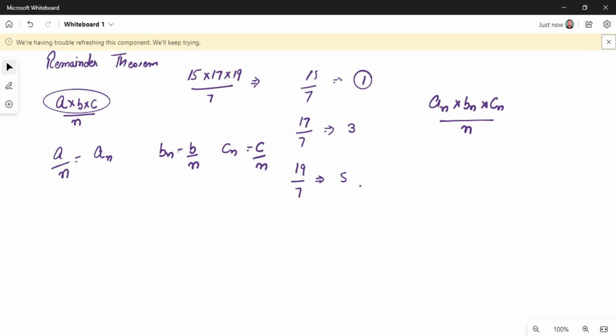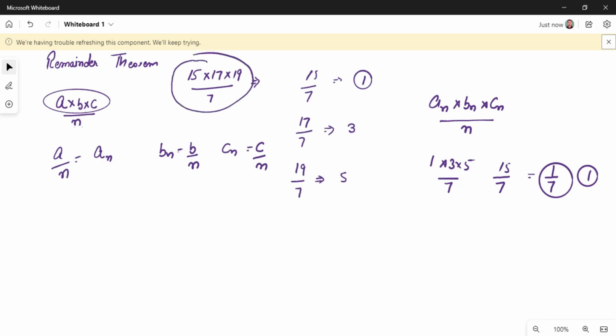In this particular example, 15 divided by 7 gives 1, so it is 1 into 3 into 5 divided by 7, and our final remainder is 15 by 7, which is 1. So our remainder is 1. This is how you can solve the expression and find out the remainder quickly.